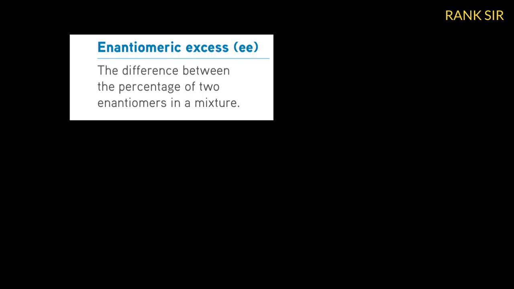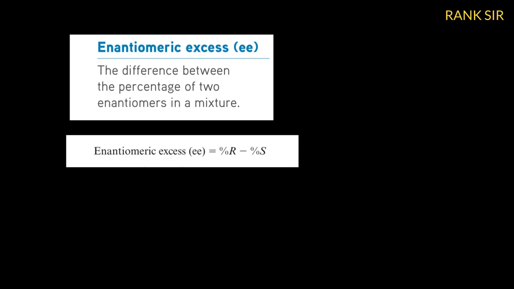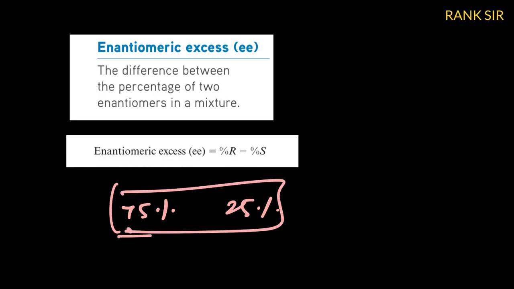Now, enantiomeric excess. What does enantiomeric excess mean? The difference between the percentages of two enantiomers in a mixture. If the formula is given, then it is easy. Enantiomeric excess, EE, equals percentage of R minus percentage of S. Now the example: one enantiomer is 75%, another is 25%. When these are together, how much enantiomeric excess is there? A racemic mixture is formed. What does racemic mixture mean? A 1 to 1 equal amount.